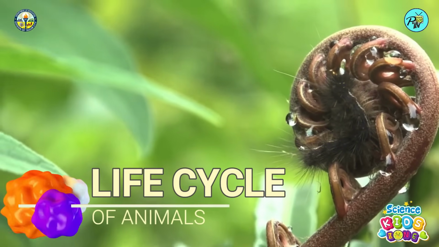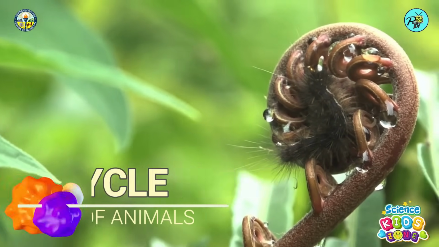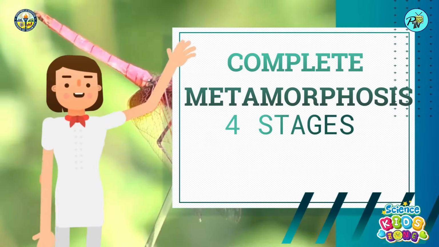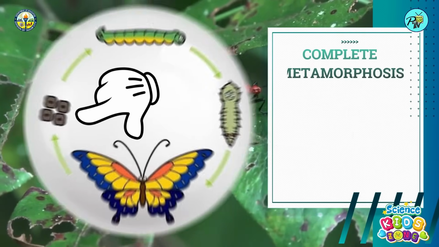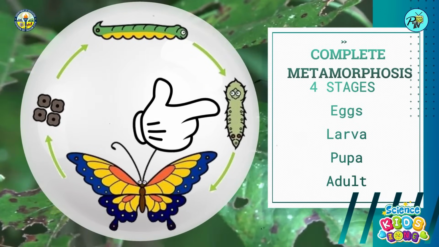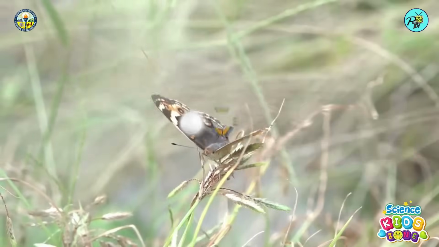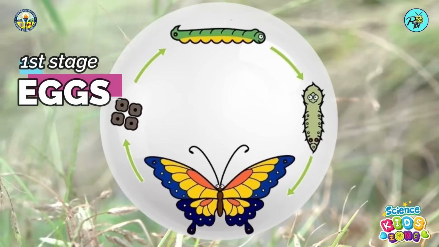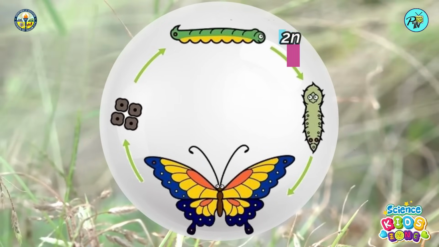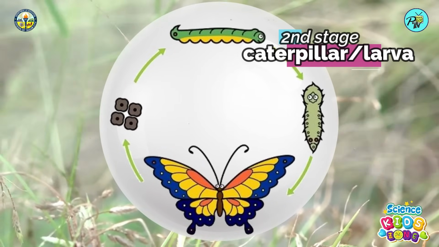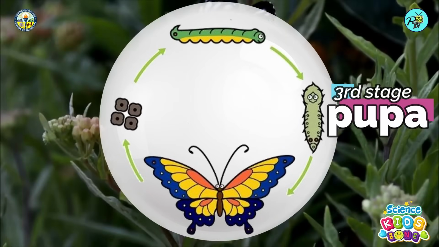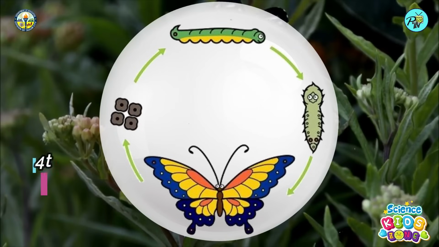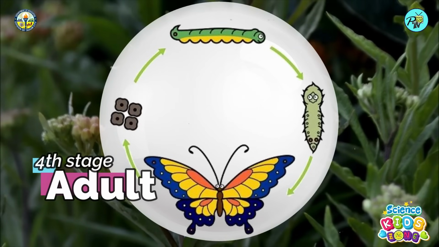Now, let's learn more about the life cycle of animals. The life cycle of an animal, such as an insect, is considered a complete metamorphosis if it undergoes the four stages: eggs, larva, pupa, and adult. The life cycle of a butterfly. First stage is the eggs. Next, it will become a caterpillar. Next, it will become a pupa. And it will become an adult butterfly.